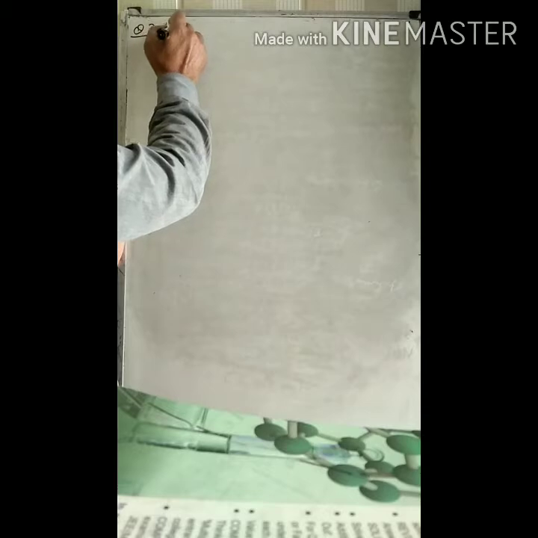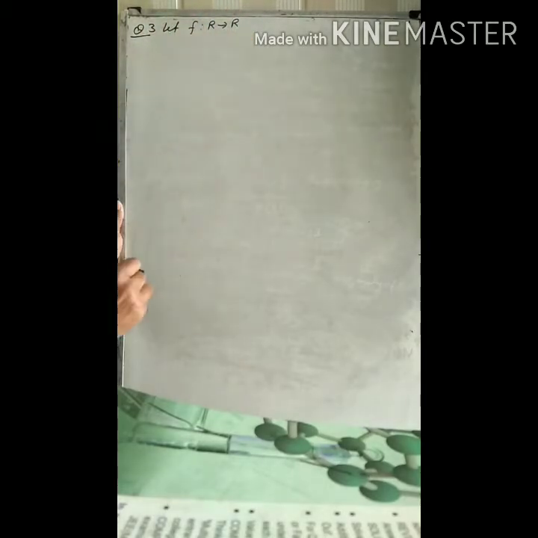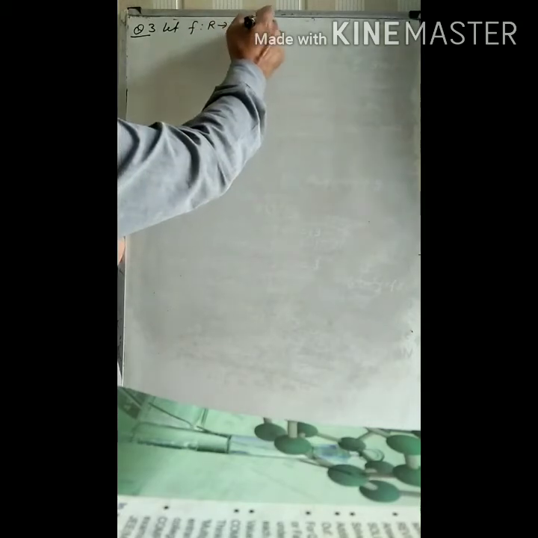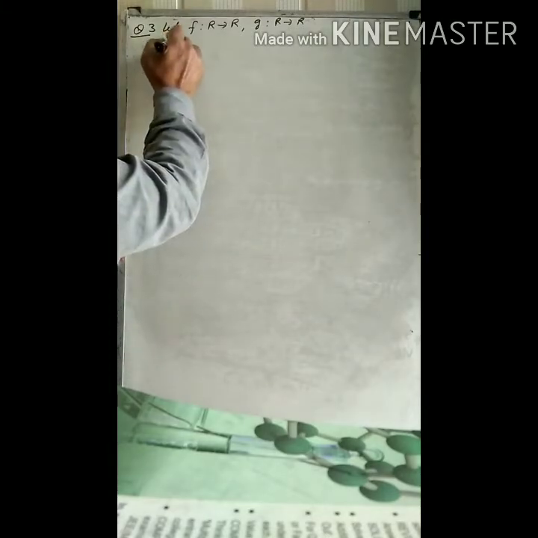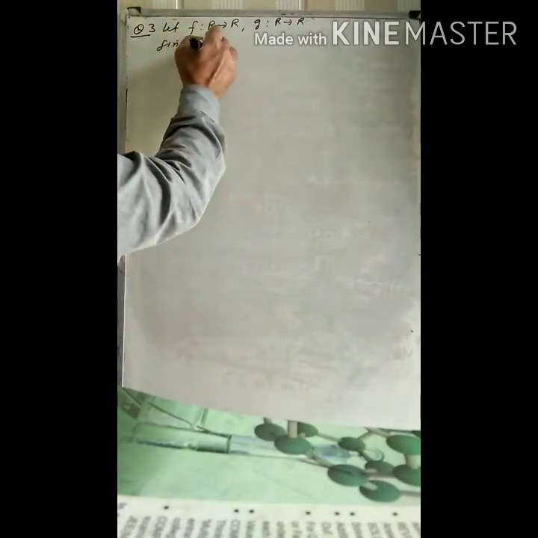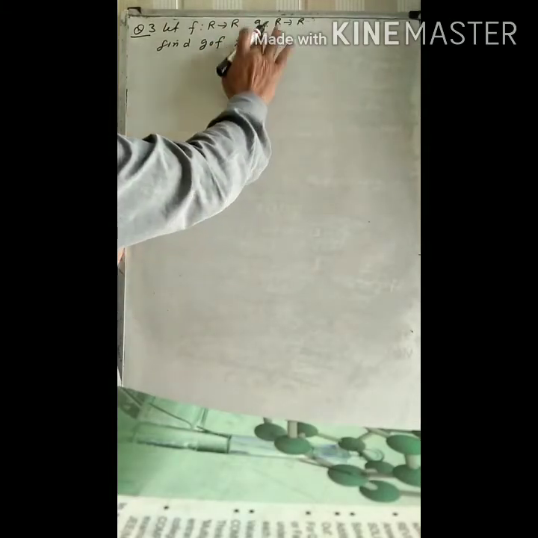क्वेश्चन नंबर 3, let f is R to R and g is R to R. Find gof and fog.